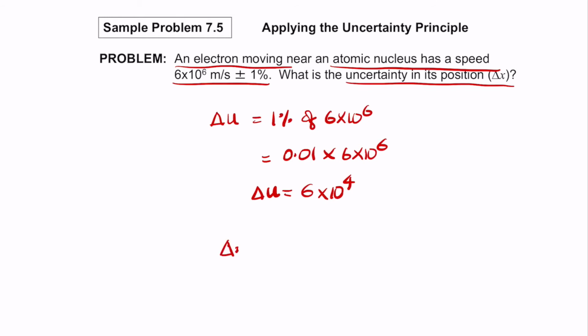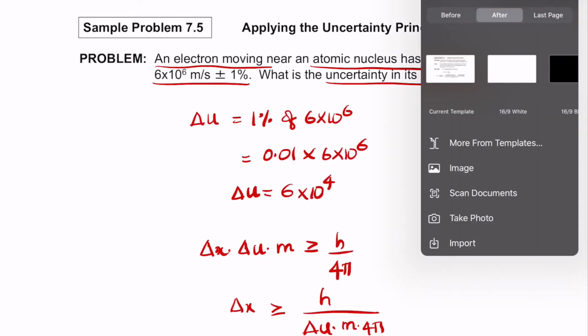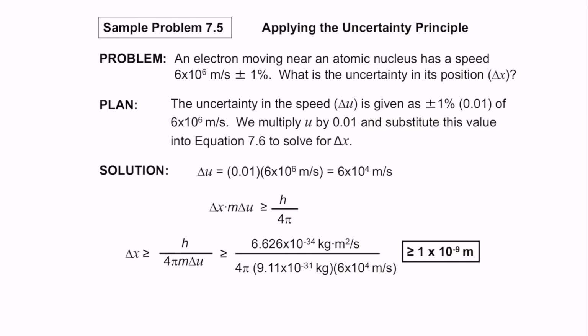So we know the formula is delta x times delta u times m is greater than or equal to h by 4 pi. So delta x is the value that we want, so delta x is greater than or equal to h by delta u times m times 4 pi. So substitute all the values and you end up getting the answer. So when you substitute everything into the formula, you end up getting an uncertainty of 1 times 10 to the power negative 9 meter.